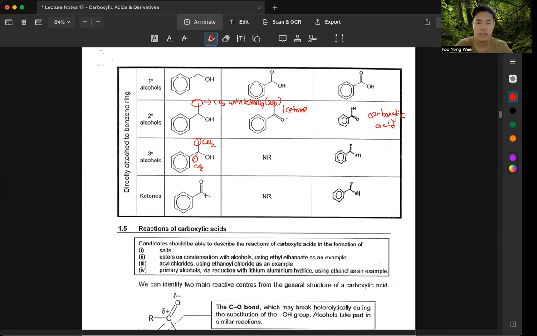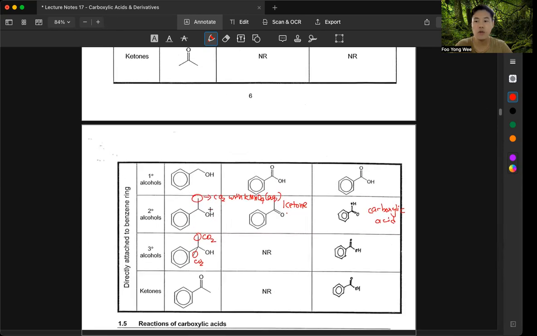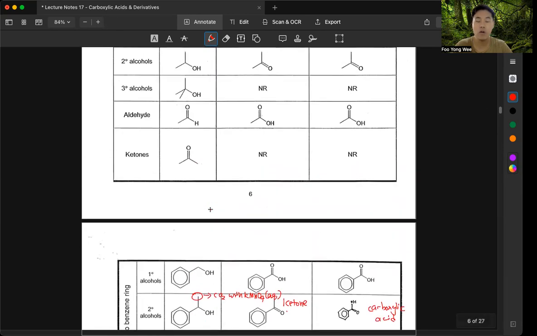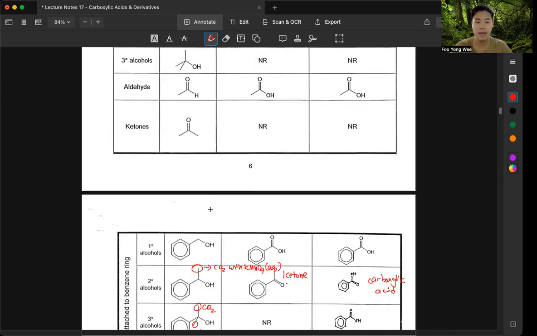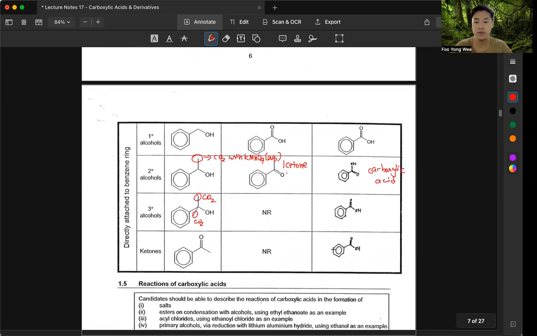Yeah, same here, ketone can. So it's a different story when you talk about the alcohol and ketone attached to the benzene ring. Ketone itself, the aliphatic one, cannot oxidize. But if it's attached to the benzene ring, that's a different story.